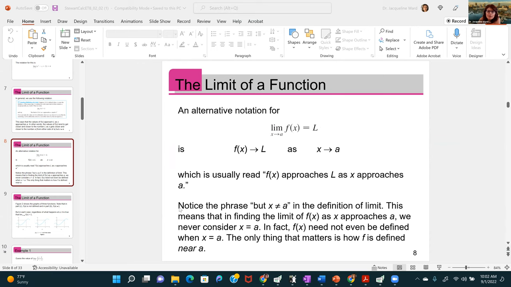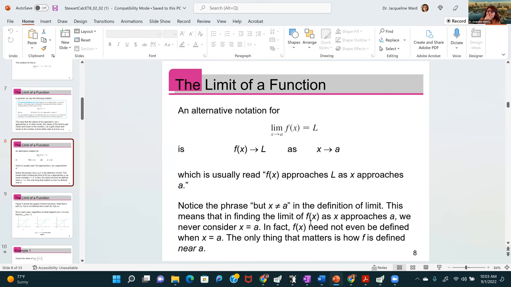And then notice down here in the bottom the phrase, but x doesn't equal a. This means that when you find the limit as x approaches a, we never consider x equals a. You don't consider it at all. This is all about approaching, okay? It's always just about approaching. It's kind of like you already accept that there's no perfection. We never even look at that. We're just talking about approaching.